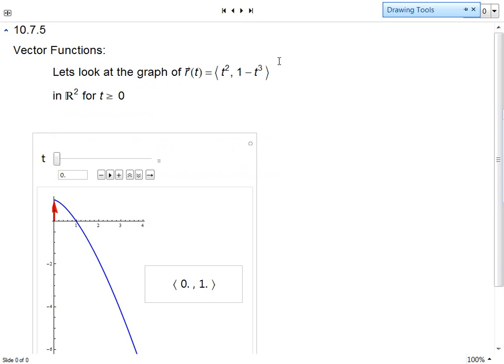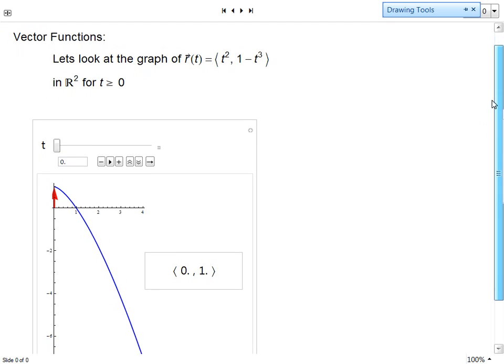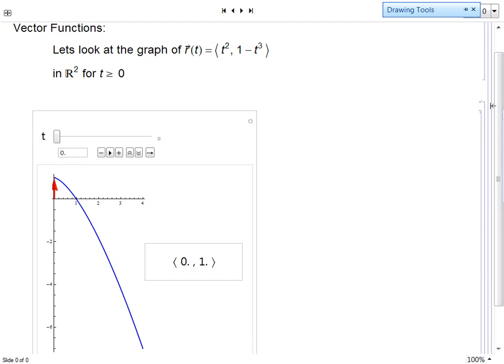Here is an example of a vector valued function. R of t equals t squared as the first component function, and the second component function is 1 minus t cubed. I'm defining it for all t greater than 0. The red is what's coming out, and the blue is where it's pointing to. Right now, what am I plugging in? The red is pointed straight up. What am I plugging in? You can kind of see it right here.